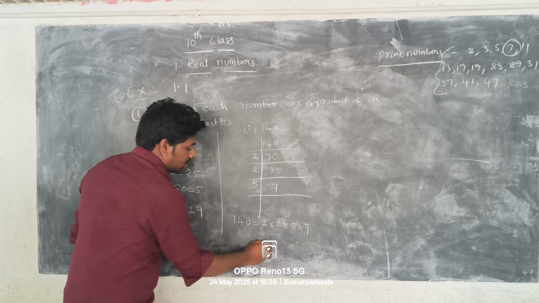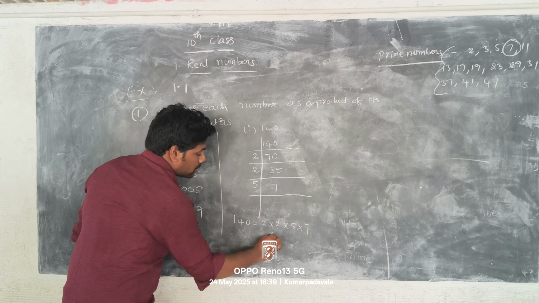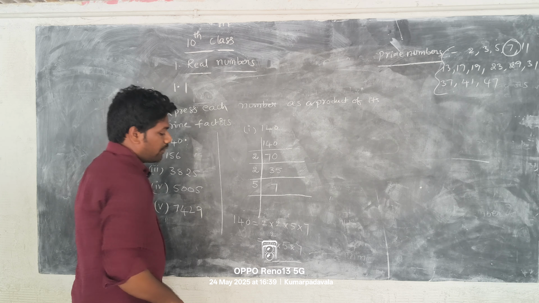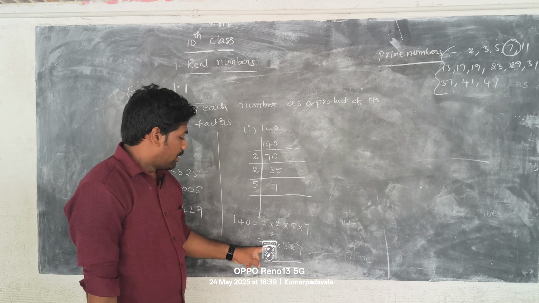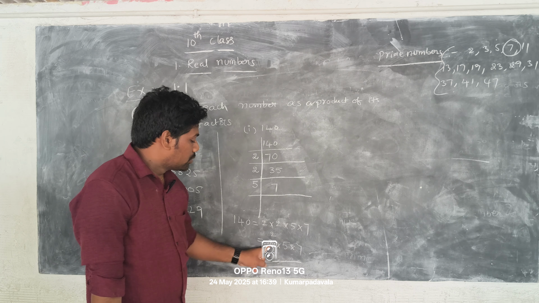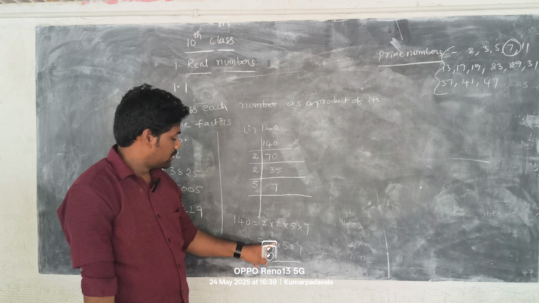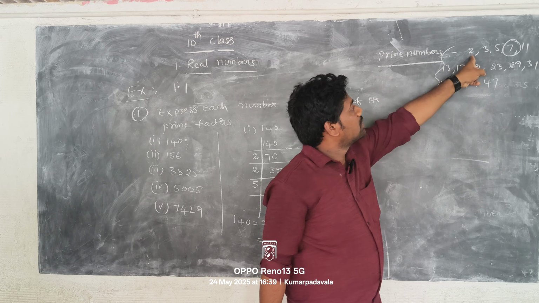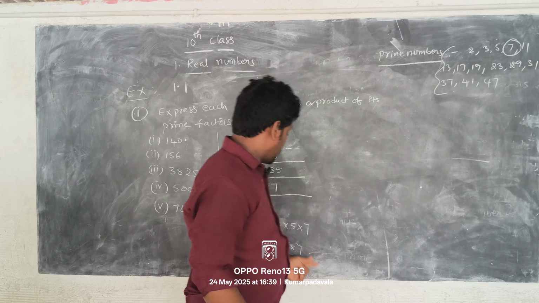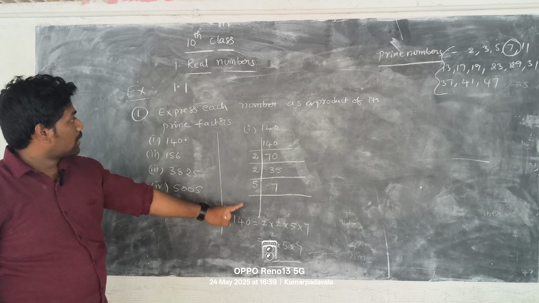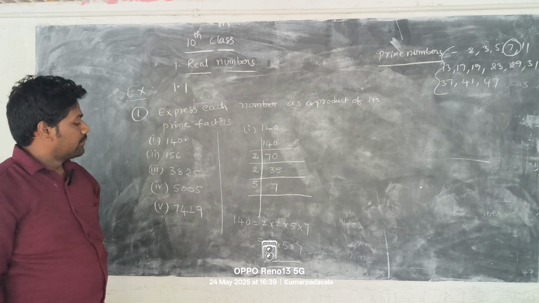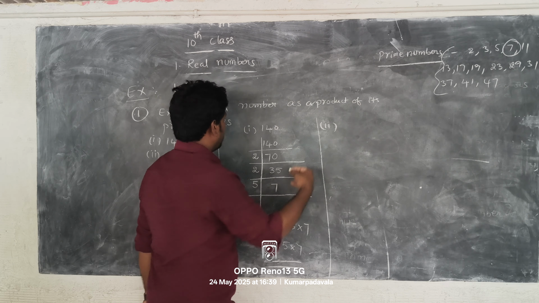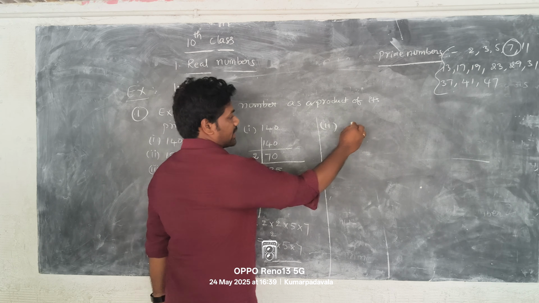So again we write 2 into 2 as 2 square, into 5 into 7. All the factors in the product should be primes. 2 is a prime, 5 is a prime, 7 is a prime. In the prime numbers, 2 is there, 5 is there, and 7 is there. So this is the product of prime factors. Now see the second question. What is the second question? 156.